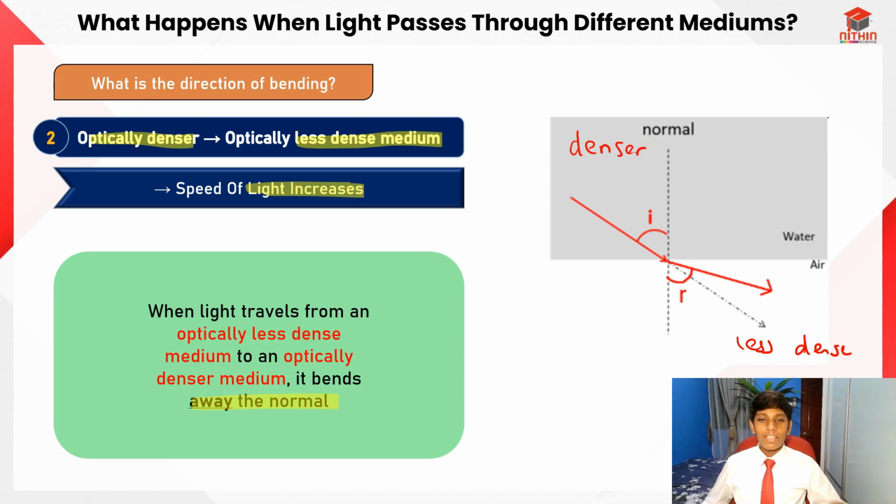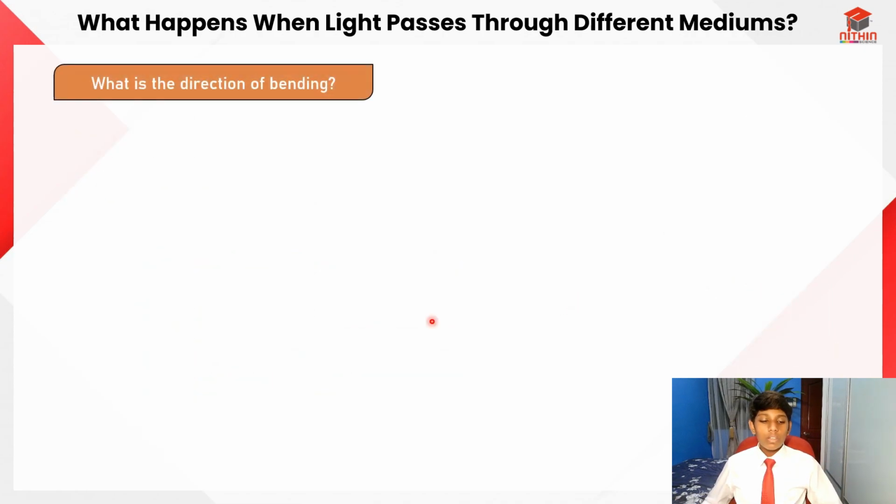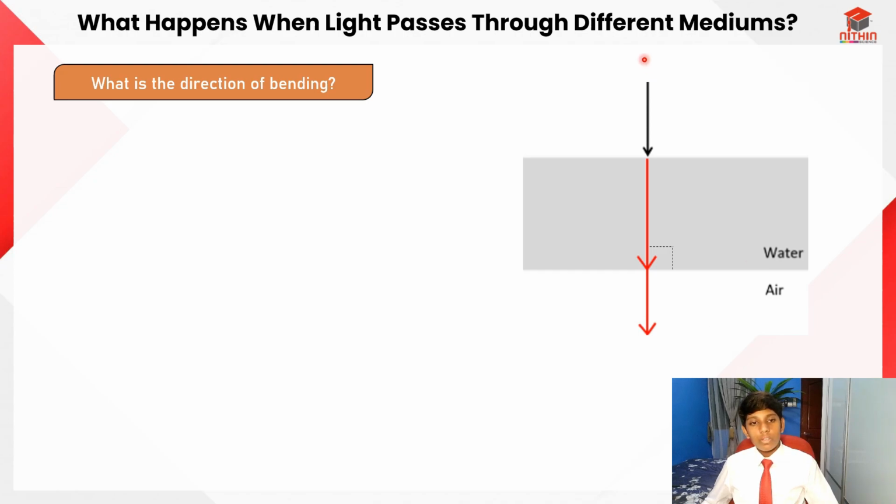Now let's take a look at the next scenario. The next scenario over here. So the ray of light actually went straight down, and you see the water and air, right? Water is denser, and air is less dense in optical density, right? So why didn't the ray of light bend or go away from the normal?